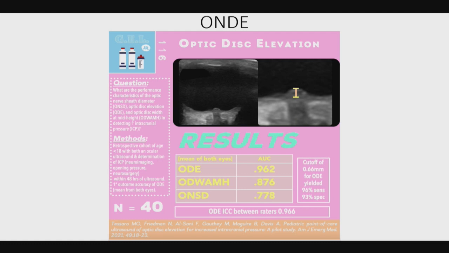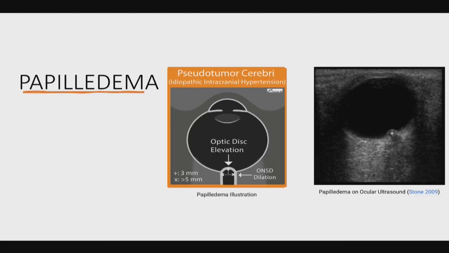If you're just thinking ICP, you're going to measure the optic nerve sheath diameter. If you see evidence of papilledema, measure it and also measure the optic nerve sheath diameter. And at the end of the day, both of them will give you a chance of hopefully having increased accuracy of diagnosing increased ICP. So in the case of papilledema that we do see that elevation.